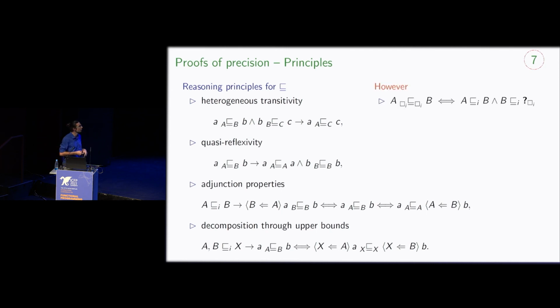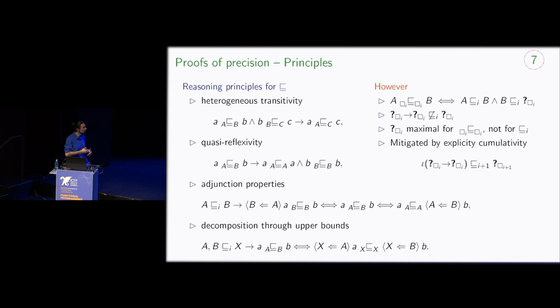On the other hand, we cannot have everything in our language. In particular, the precision on types is not the same thing as the precision on the universe of types. This allows us to keep a normalizing language, but it makes reasoning a bit surprising, let's say, and we have to use some explicit cumulativity in order to regain enough expressivity in our language.